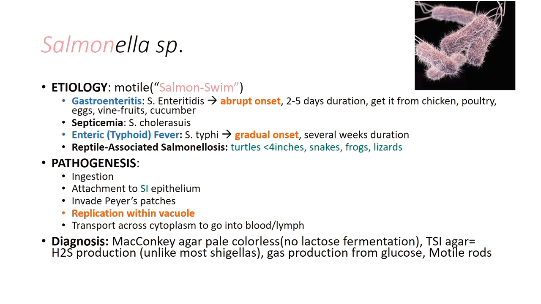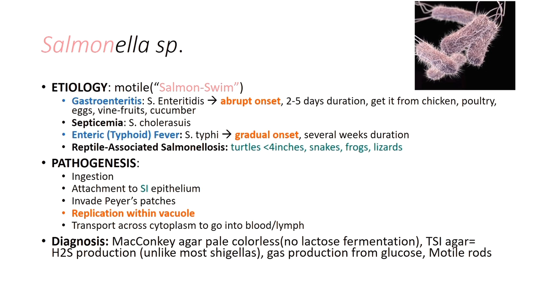It's abrupt onset, usually 2 to 5 days long, and this is something you're thinking of salmonella poisoning when you're getting it from chicken or poultry, or, you know, if you're Rocky Balboa and you're ingesting a whole glass of raw eggs, you can get it from eggs or vine fruits or cucumbers. So that's going to be that type of salmonella poisoning.